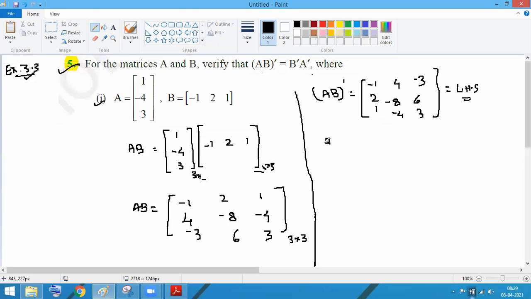Now I will find out B' first. What is B'? B is given here, so B' means we make the first row into the first column. So -1, 2 and 1. This is B'.